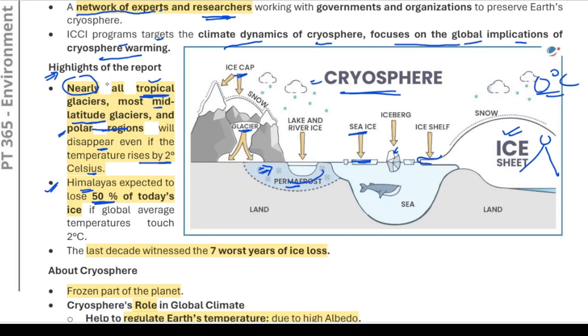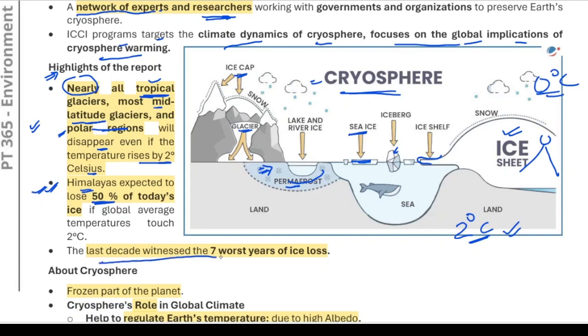So this report compares the scenario of what will happen when the temperature rises by 2 degrees Celsius. When this 2 degree rise happens, it compares the scenarios. So it has compared scenarios like glaciers will melt, and then the Himalayas will also have a 50% reduction.